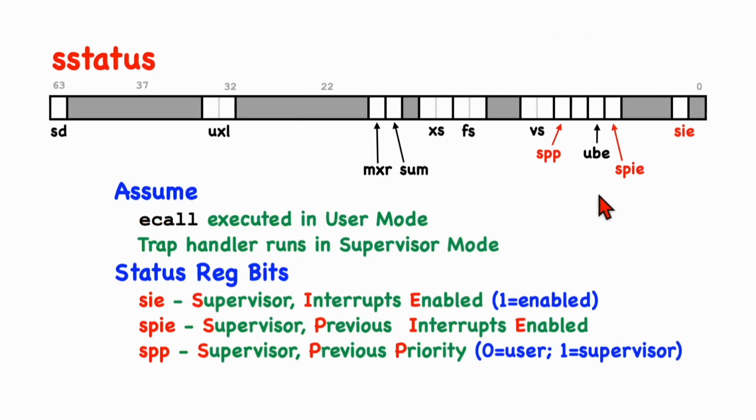So here again is the layout of the status register. In our example, we're assuming that we have an eCall exception while running in user mode, and the kernel is going to handle this trap in supervisor mode. So we're showing the version of the status register with the bits that are viewable and modifiable when running in supervisor mode. Now, we can have asynchronous interrupts at any time.